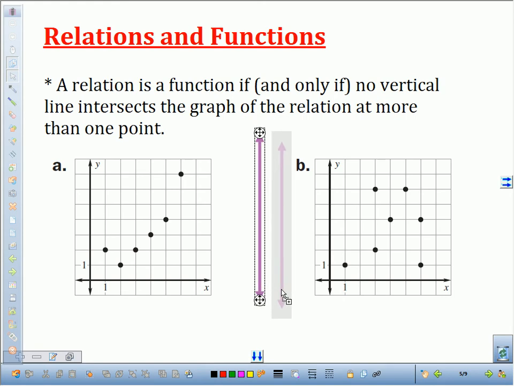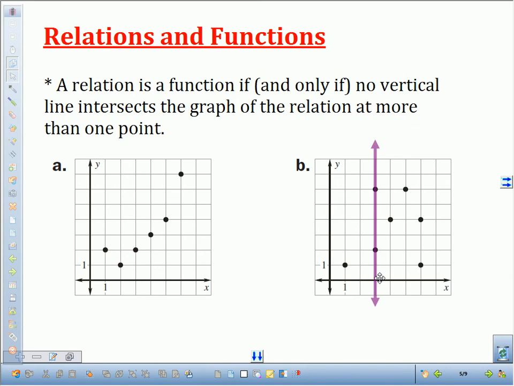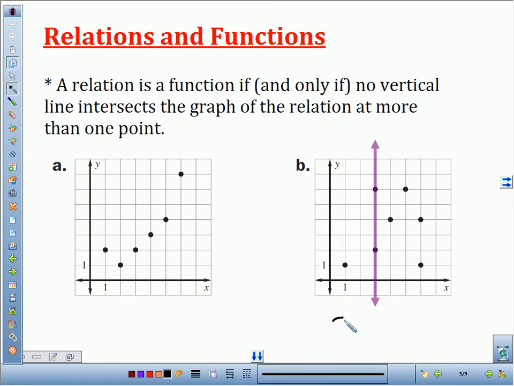If we look at example B, we can try the same test. The vertical line test says that if this is a function, my vertical line should only ever be touching one point at a time. So, we move it. Here it's touching one point. Here it's touching 2 points. At this spot, my vertical line is touching both this point here at 3, 6, and the point at 3, 2.